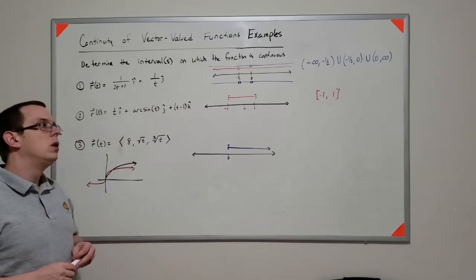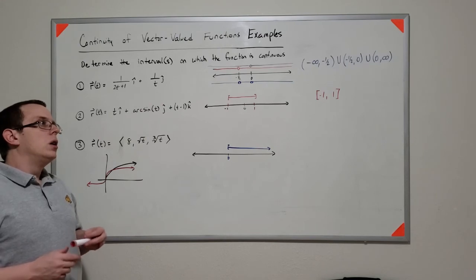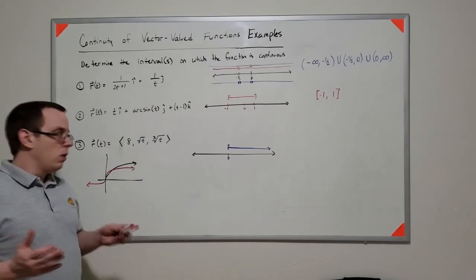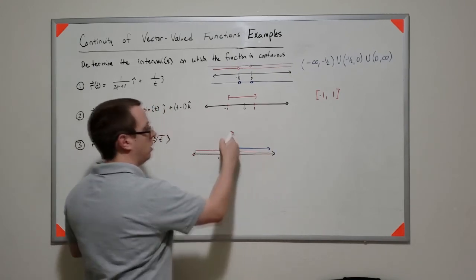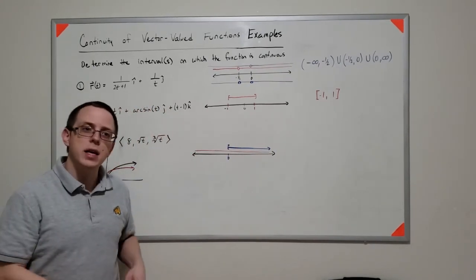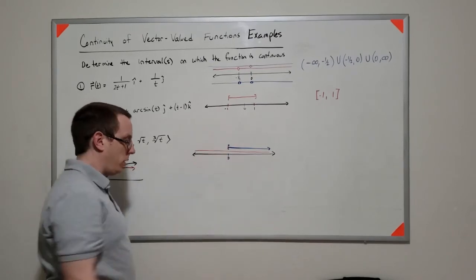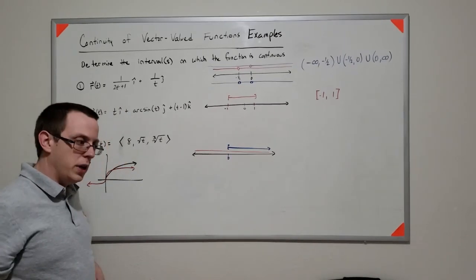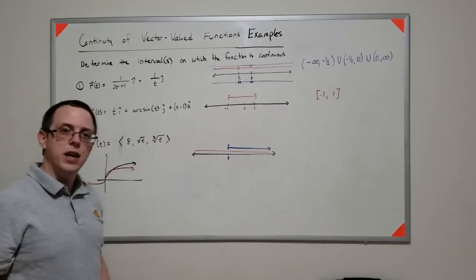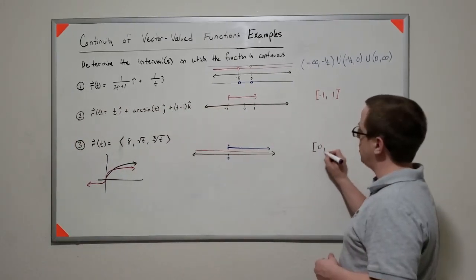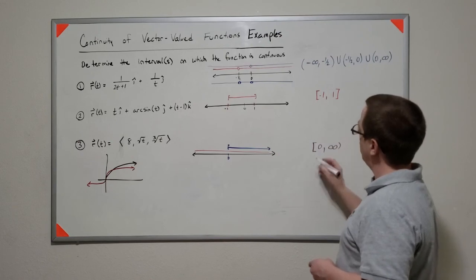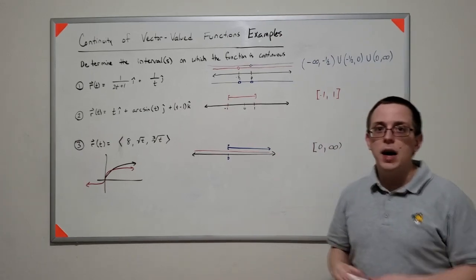Since it's continuous everywhere, it would overlay here. But again, we take that weakest link principle, so we take the intersection of those two. And so our interval of continuity is 0 to infinity. And that's how you do it.